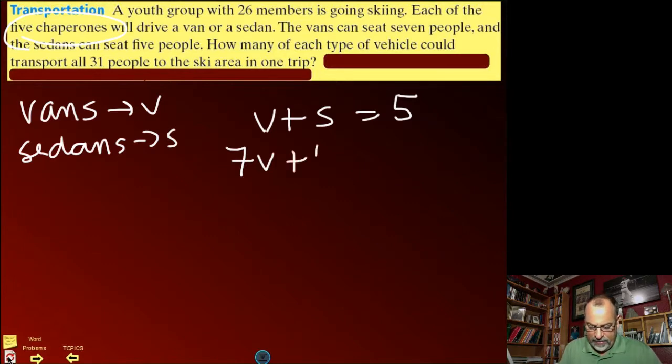And we can fit 5 people in each sedan. So that gives me 5 people in every sedan. Then how many people total are there? Well, there's 31 people going. So now I have my 2 equations.